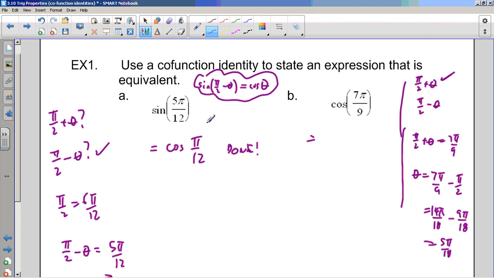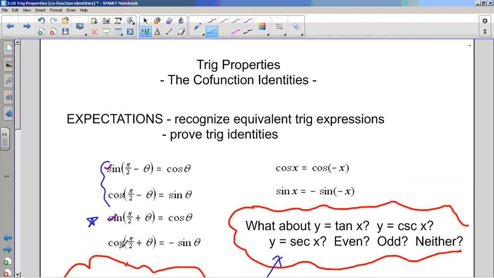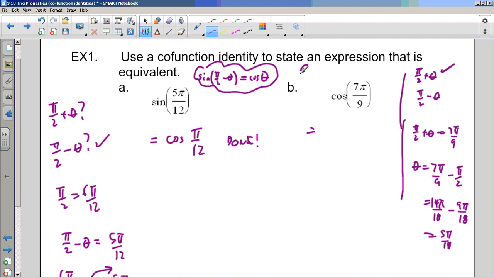So what's the rule I'm going to use? Oh yes, that's right. The one where we're adding theta to pi over 2 for cosine is the one where it's a negative sine of theta. So cos of pi over 2 plus theta, plus, because this thing's more than pi over 2, is equal to negative sine theta. That's the one we're going to apply. And we just determined that theta is 5 pi over 18, so negative sine 5 pi over 18. That's it. Done. That's all they want you to do.